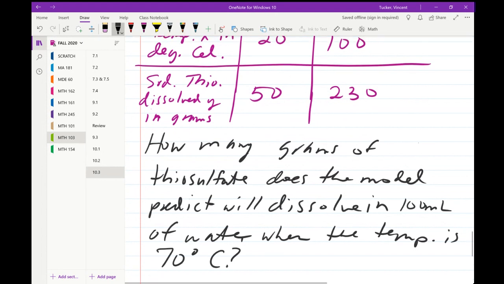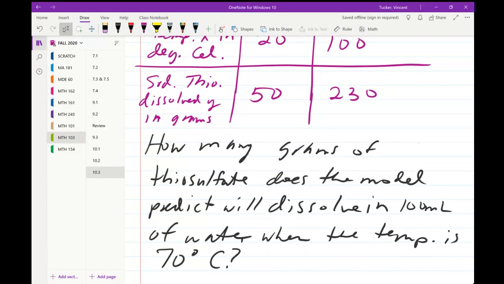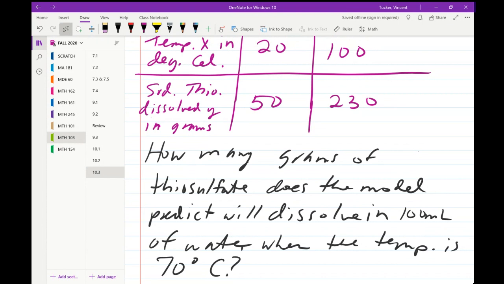All right, so the question is, how many grams of thiosulfate does the model predict will dissolve in 100 milliliters of water when the temperature is 70 degrees Celsius? They gave us 2 points, (20, 50) and (100, 230). So we'll use those 2 points to find our slope, then use the slope and one of those points to find our equation. And then, just like we did in the example before, we can plug 70 into the equation and get our answer.